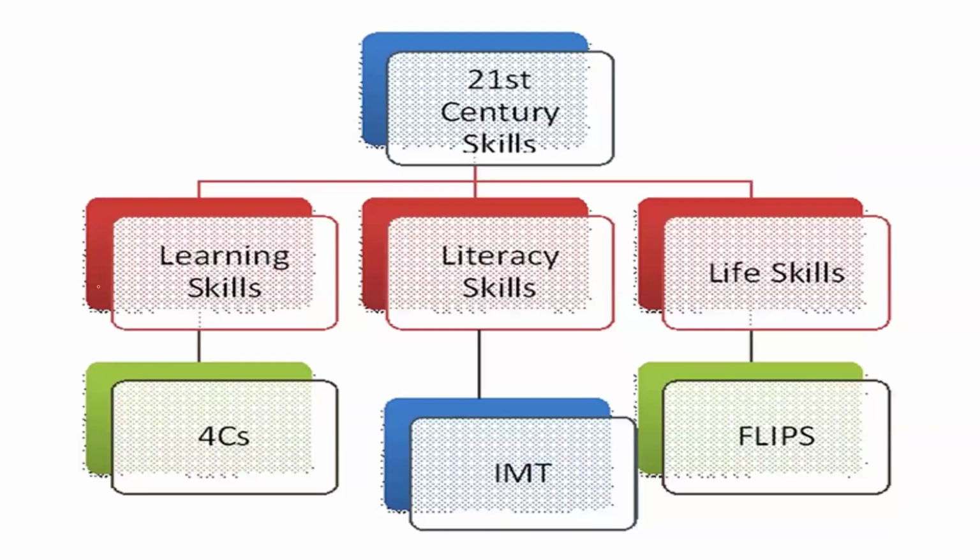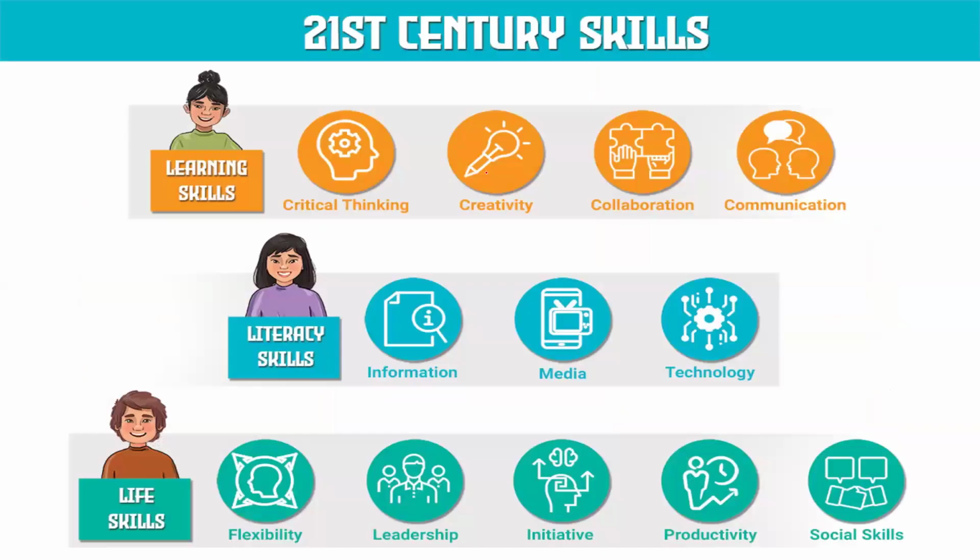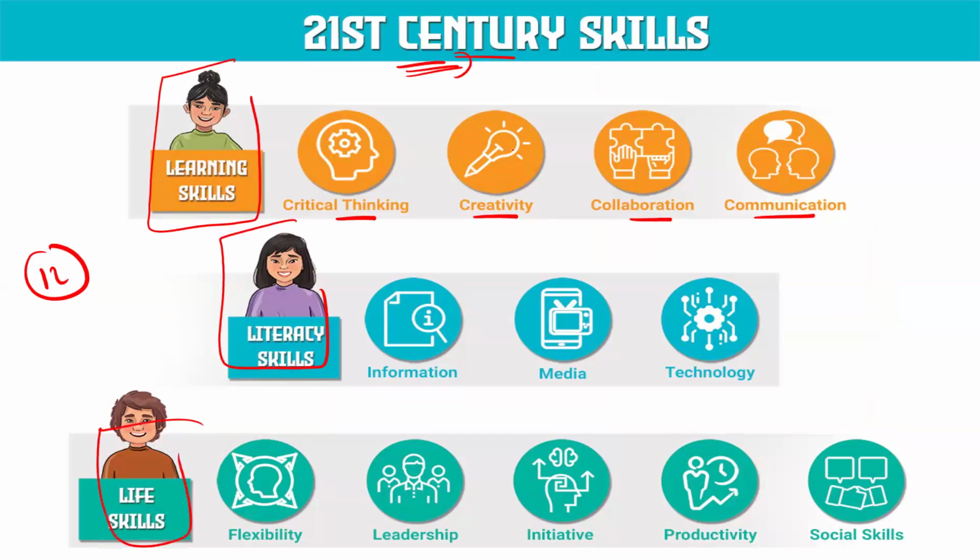Before that, they are talking about learning styles, so I would like to introduce the concept of 21st century skills. There may be a chance of a question like that. How many skills are proposed in the 21st century skills? There are 12 main skills that should be there for a teacher. The first ones are critical thinking, creativity, collaboration, and communication. That means three different areas are there: learning skills, literacy skills, and life skills. Learning skills contain the 4Cs: creativity, critical thinking, collaboration, and communication.